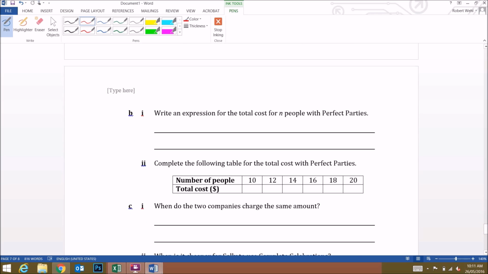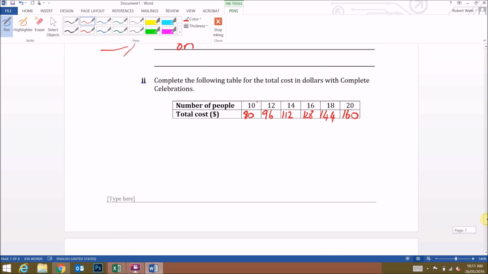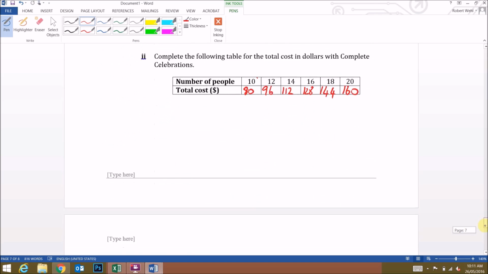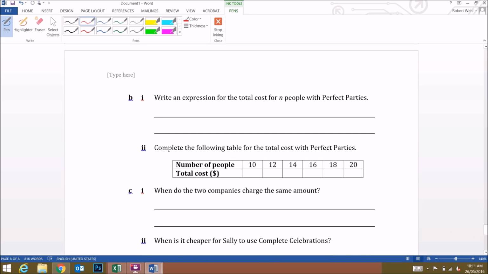Write an expression for the total cost for N people with Perfect Parties. Okay, so here your expression is going to be a little bit different because it costs $48 and then it costs $5 per person. So it's going to cost you $5 per person, which is 5N, and then you need to add your $48. Okay? So here when it asks us to complete the table, we need to factor in that $48.